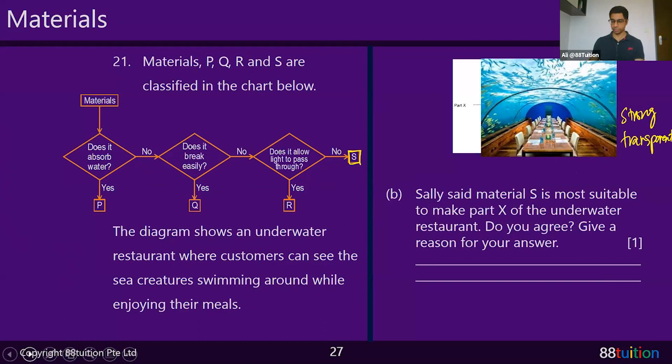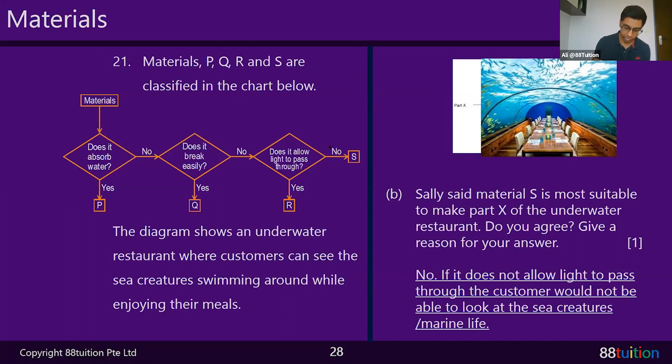All right. Next one. Okay. So here, Sally chooses S. And you say, no, S cannot be because S does not allow light to pass through. Does it allow light to pass through? It's no. So it's not transparent. But we want a transparent one. How, Sally? So we need to choose R.